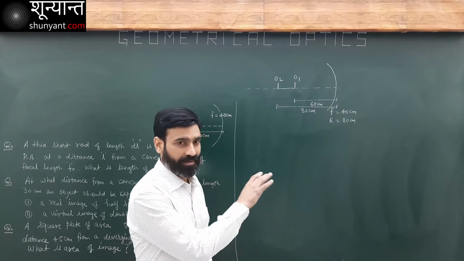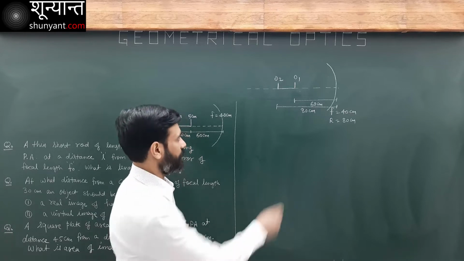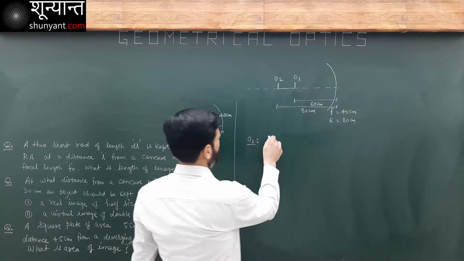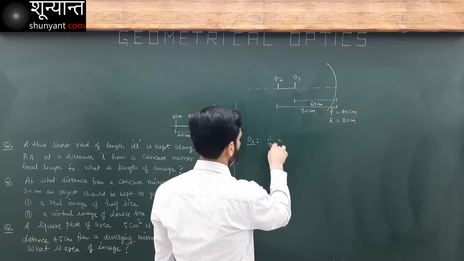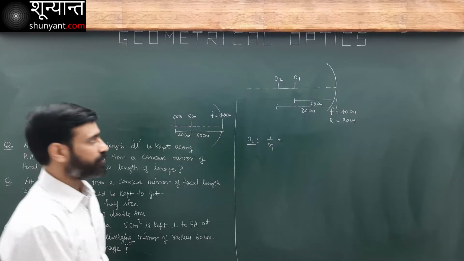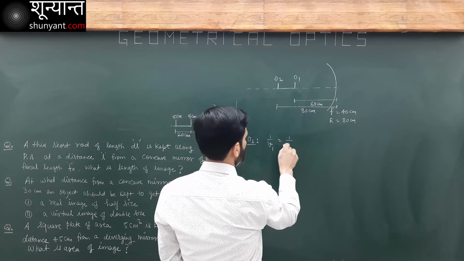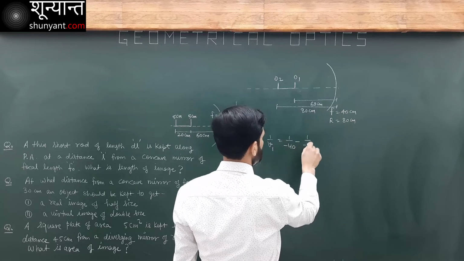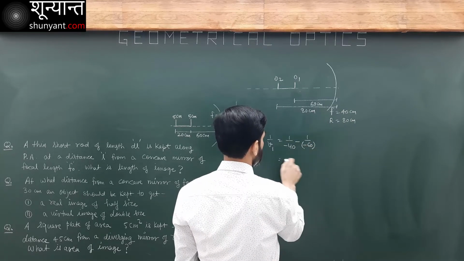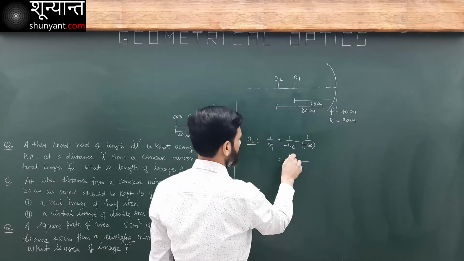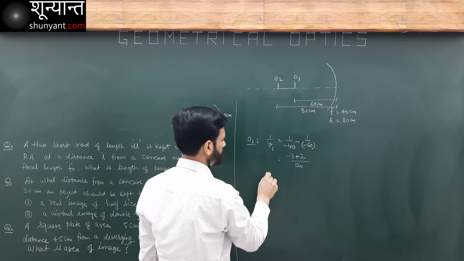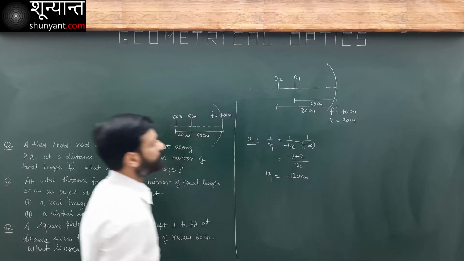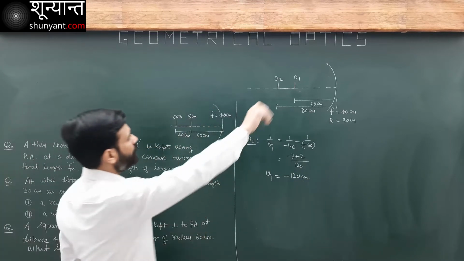We can find it through calculation also. For the object O1, 1 over V1 is going to be equal to 1 over minus 40, focal length, minus 1 over minus 60. This is going to be 120. So minus 3 plus 2. Okay. V1 is going to be minus 120 centimeter. Minus 120. That means I am going to get an image here.